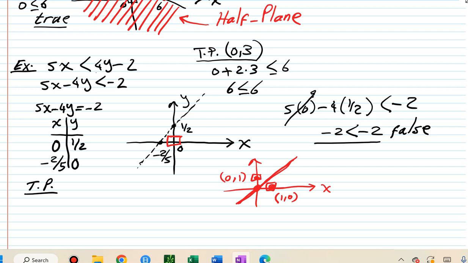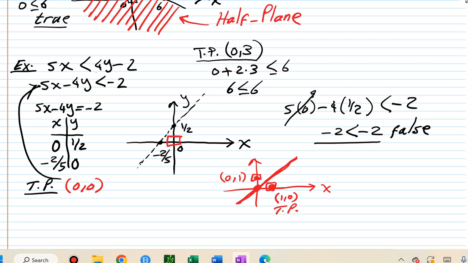And there you go. These would be my choices for test points, provided the line goes through the origin. So for this one, I'm going to stay with my 0, 0. It's been good to me. It's worked. Why not? And let's plug in 0, 0. Where are we going to plug it into? The original inequality. Well, the original is that, but remember, we just moved 4y to the other side, so still the second one would do.